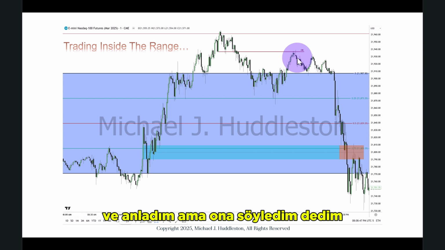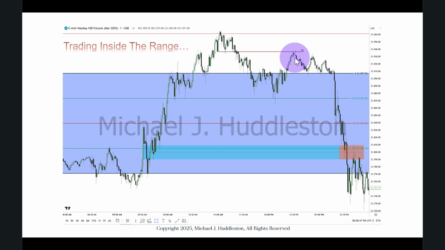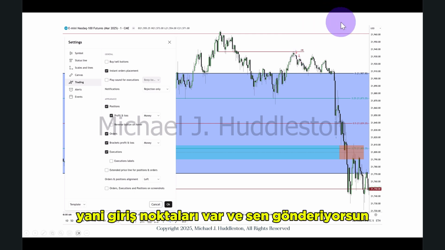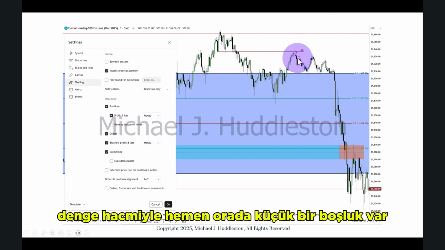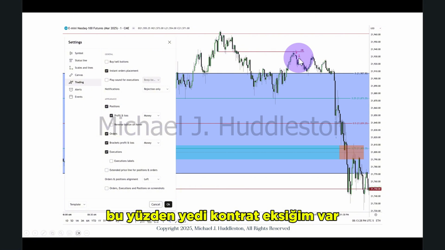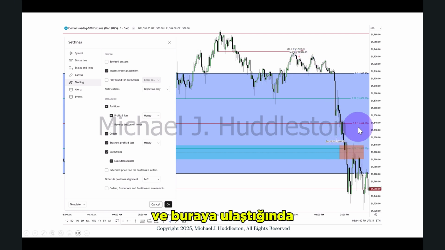And I get it. But I told him, I think it's going to go lower, and I'm looking for lower prices. And I went short, and I'll show you the execution here. So there's the entry points, and you see that small little gap right there with the volume imbalance. As price went up into it, that's where I added again. So I went short 7 contracts, added 3 more contracts for a short of 10, and you can see the executions there. And then as it hit the level here, a couple handles above, just for the sake of the spread.